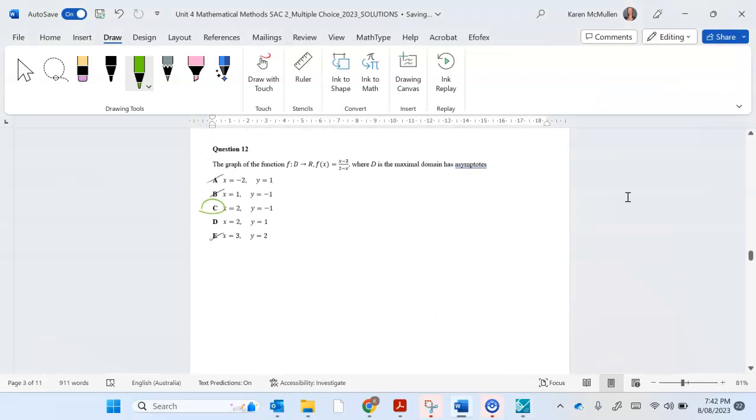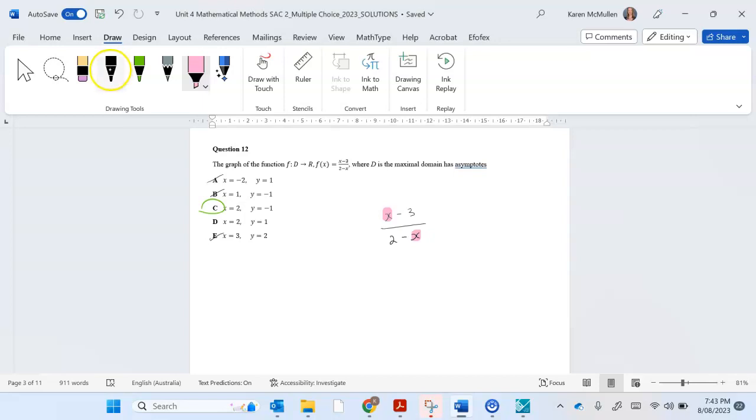Now, if you're unsure, let's say we didn't have our calculator. So we've got x minus 3 over 2 minus x. The way to work out what your asymptotes are going to be: we know that our denominator cannot equal 0, so that one's easy for our vertical asymptote. For our horizontal asymptote, think about what's going to happen to this when x becomes really, really big?